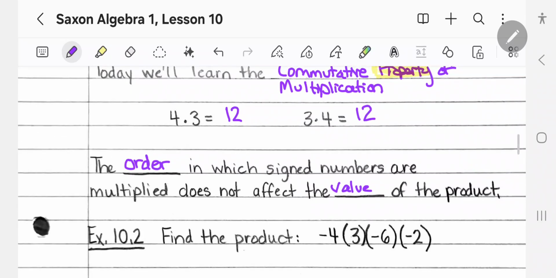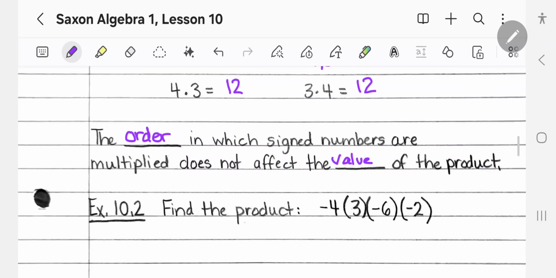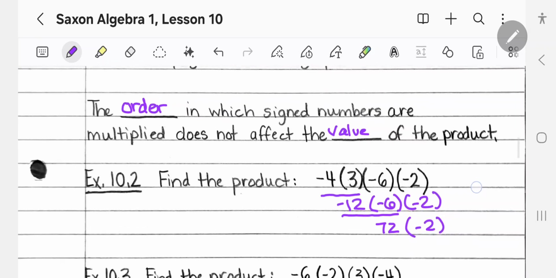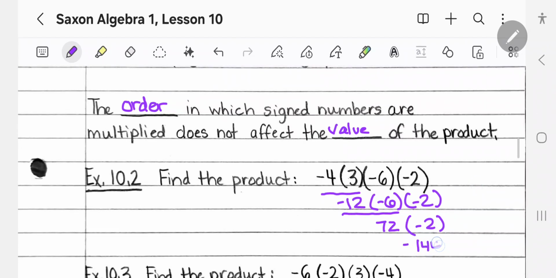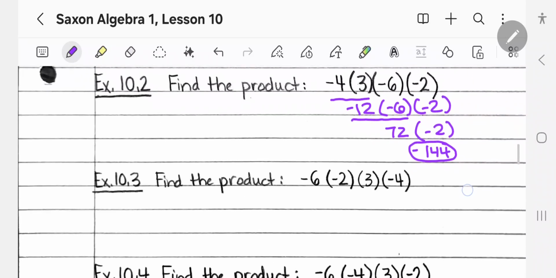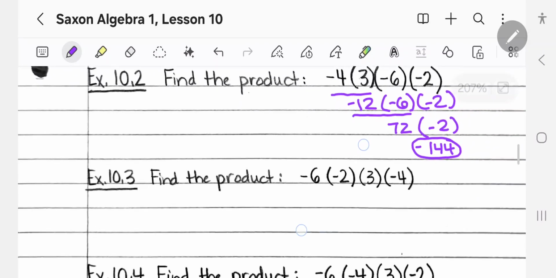Here's example 10.2. Find the product. All right, let's just start working left to right here. -4 times 3, -12, and then we're going to bring all these down. -12 times -6, signs are the same. We multiply them and we get 72. I'm going to multiply by -2. And we get -144. I'm not discussing the rules for multiplying signed numbers because you can watch the previous video if you need some help with that. But that's the answer we get.